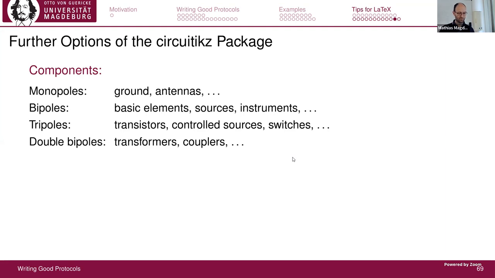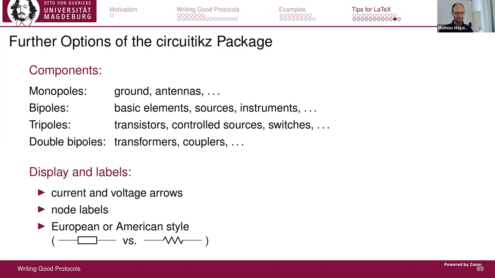And this CircuiTikZ package has all the elements that you need for monopoles, for bipoles, for tripoles like transistors, double bipoles like transformers, couplers, something like this. And you can introduce, as you've seen, current and voltage arrows. You can also label nodes, for example, for nodal analysis. And you can also change the style from European to American and vice versa. And it will also do this for the whole document, if you like, because once again, you separate content from style. That's the big advantage of LaTeX.